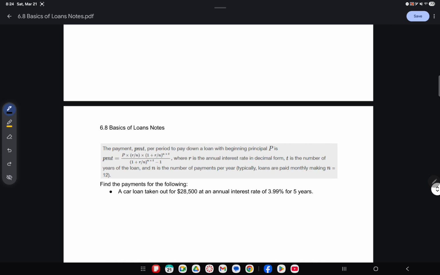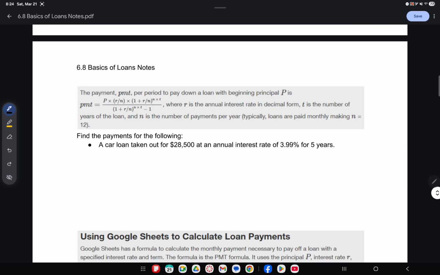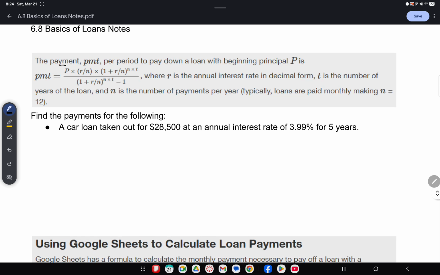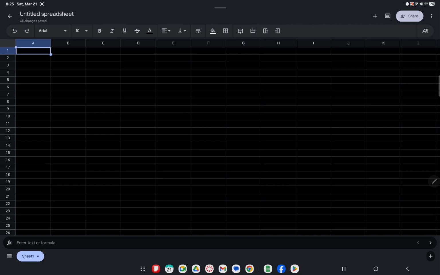All right, here's a big payment formula. So the payment can be found by this, right? That's a really long formula. We've talked about it before, but we also were using Excel or Google Sheets to help us get that answer. So let's go do that. Let me open a Google Sheets document.